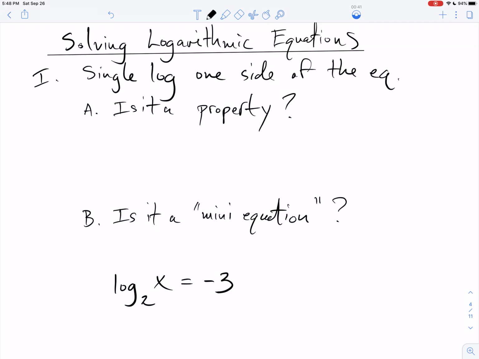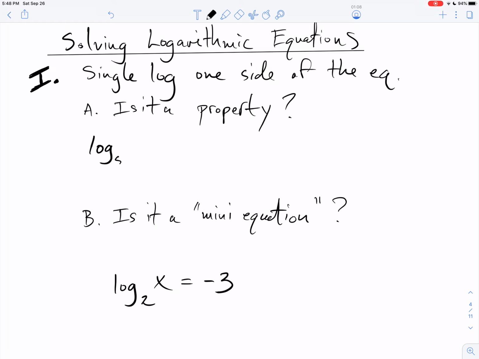So what I did is I broke this down. You're going to see that I have 3 Roman numerals. So this is Roman numeral number 1 here. Okay, make it dark. Solving log equations that have a single log on one side of the equation. So the first thing you ask yourself is, is it a property? Because sometimes you will just see something like this.